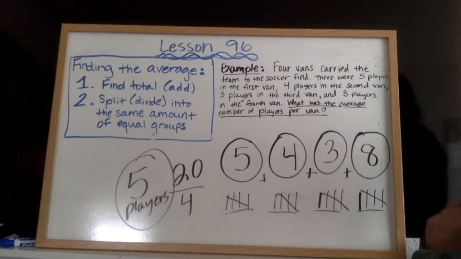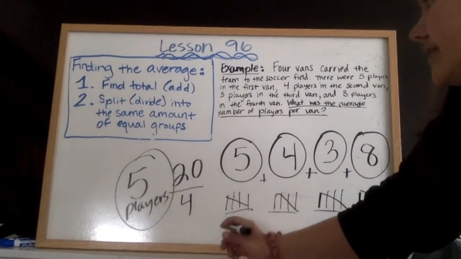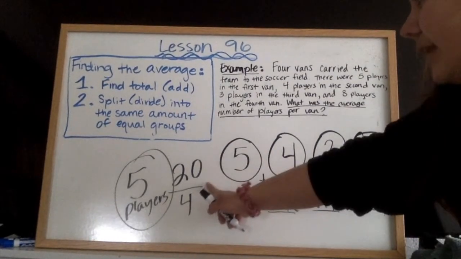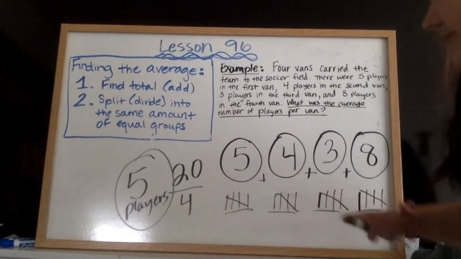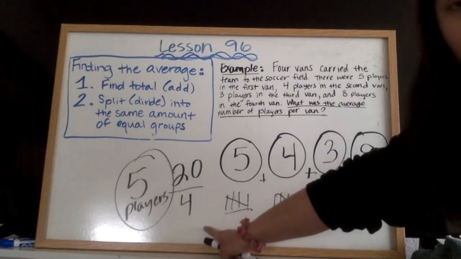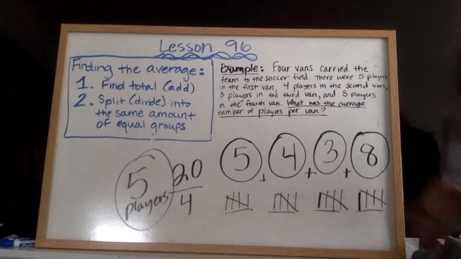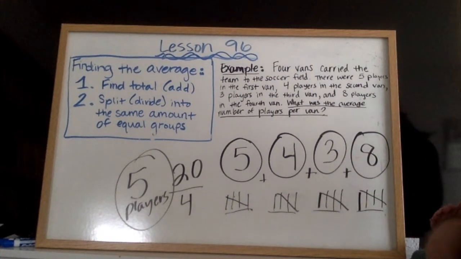Okay? And to reiterate what I just explained earlier is that we did find the total, which was 20. That helped us in both situations. The reason I divided by 4 as my next step is because we were splitting it into 4 equal groups. Okay? I hope that makes sense.